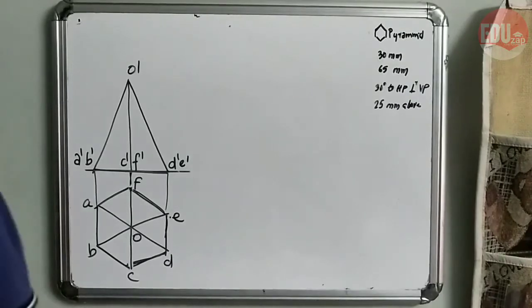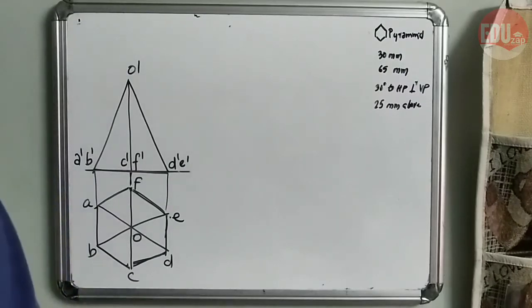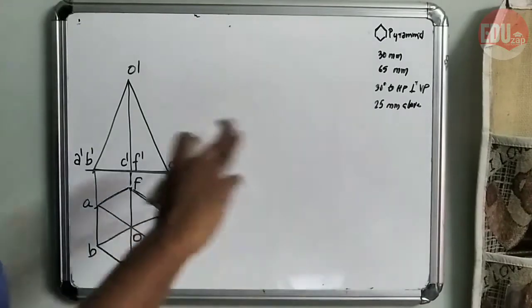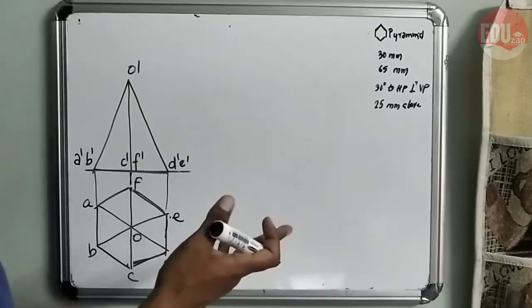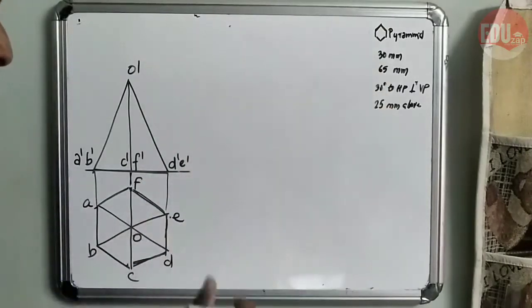I will explain the first tutorial that is given in the PPT with the name development of solids, pyramids and cones. So the first question is like this. It is a hexagonal pyramid resting with its base on HP such that two base edges make 90 degrees to the vertical plane. Two base edges have to make 90 degrees.